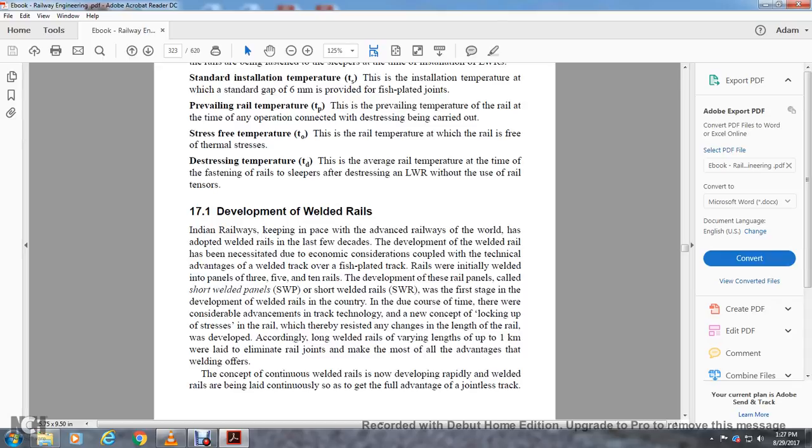The first stage of the development of welded rails continued, and in the course of time there was considerable achievement in track technology, and a new concept of locking up the stress in the rail, which thereby resisted any change in the length of the rail, was developed. According to the long welded rail concept, varying lengths of up to 1 kilometer were laid, eliminating the rail joints to make the most of the advantage that welding offers. The concept of continuous welded rails was then developed, and rapidly welded rails are being laid continuously so that they get the full advantage of the jointless track.